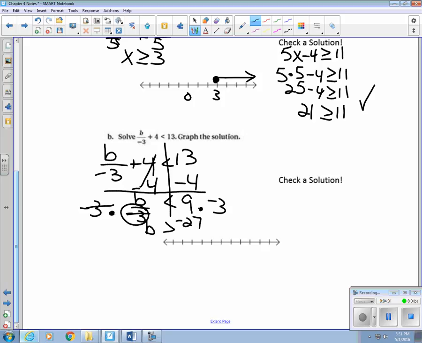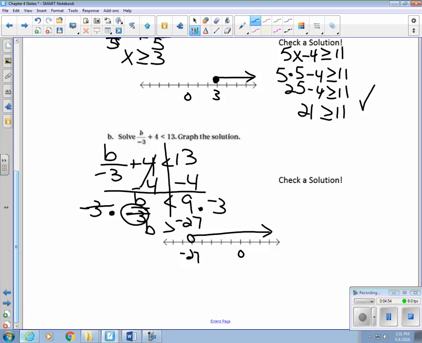On my graph, I need a 0 and I need a negative 27. So I'm going to put it over here as a reference point. The negative 27 is my starting point. B can be greater than negative 27, but it can't be equal, so it has to be an open circle, and greater is to the right. Again, let's check the solution to make sure my arrow is going the correct direction.